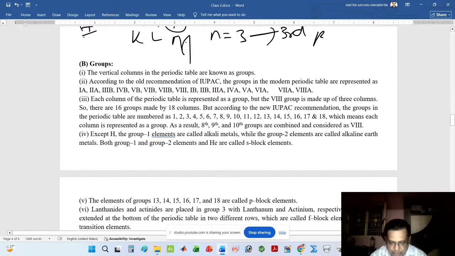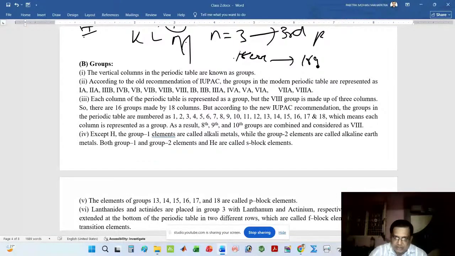Suppose I want to move to the group. How many groups are present? There are 18 groups present. Actually, there are 18 columns, and the 18 columns are considered as including three columns in one. Yes or no? Including three columns.